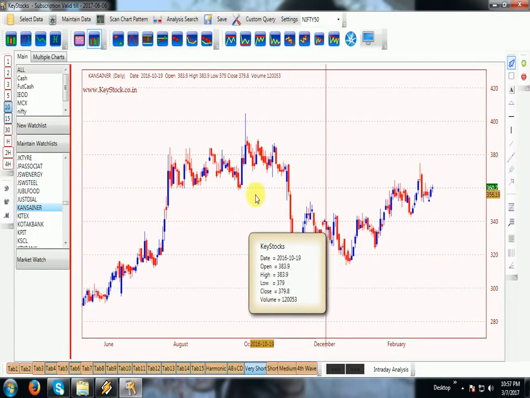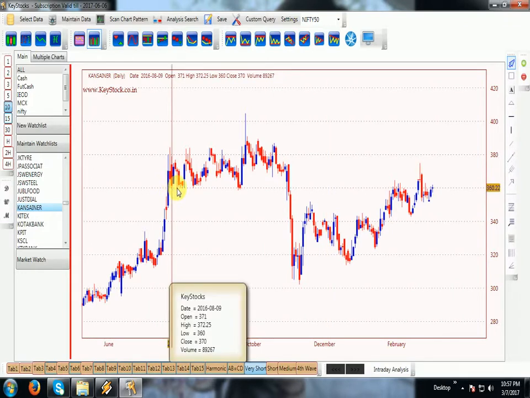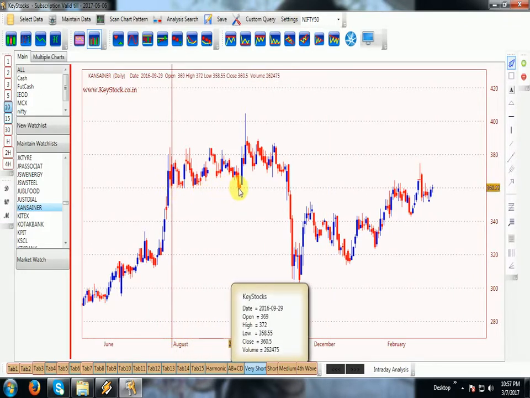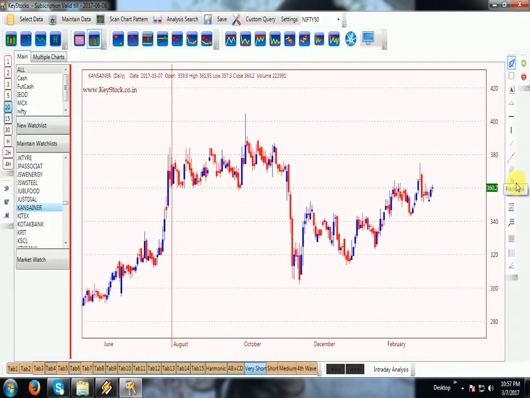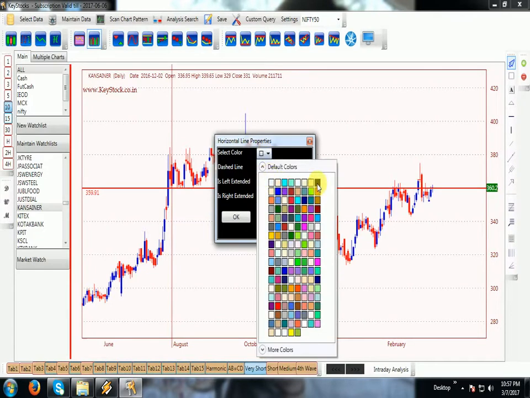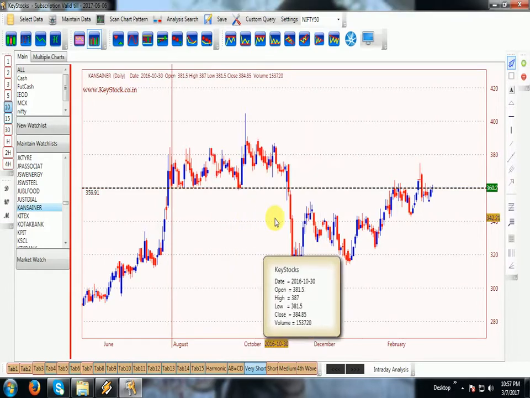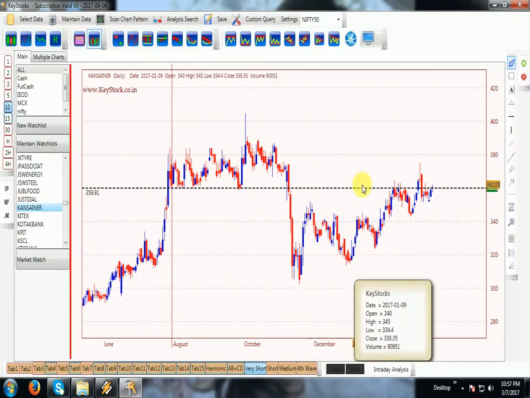Here I can see the previous chart shows there was a horizontal support of around 360. I'll plot the trend line first. This is the horizontal line. Around the 360 line there was a support, so I'll use a black color dashed line. Okay, so this part is done.